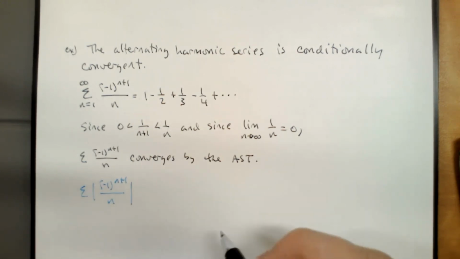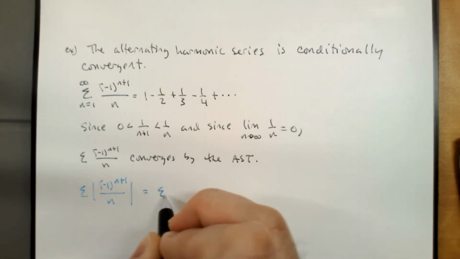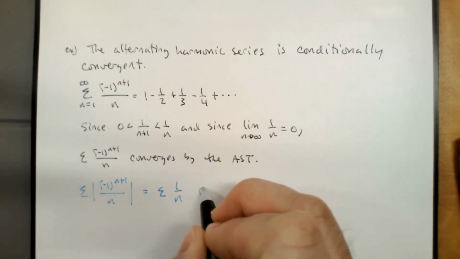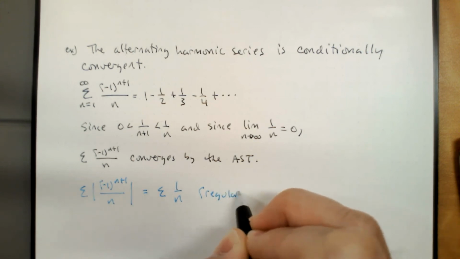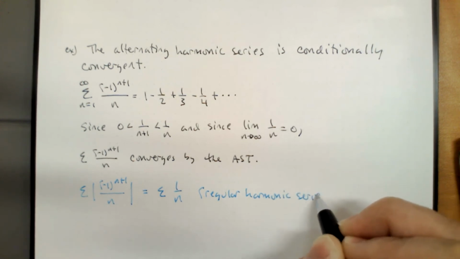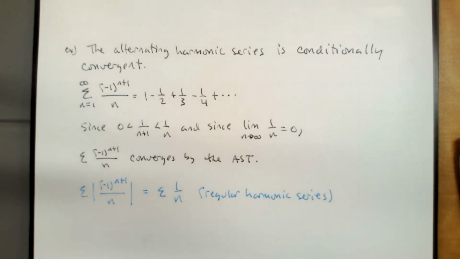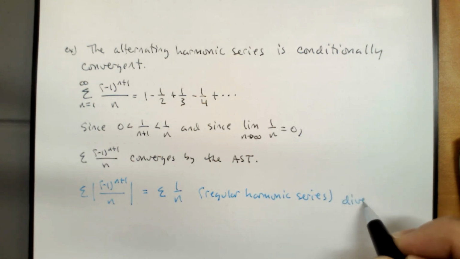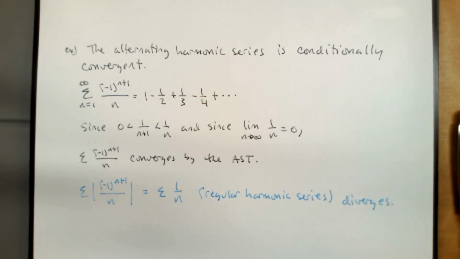Because if we look at the absolute value of these terms, we get the regular harmonic series. Alternating harmonic series converges, but the regular harmonic series diverges. So therefore, we say that the alternating harmonic series is conditionally convergent.